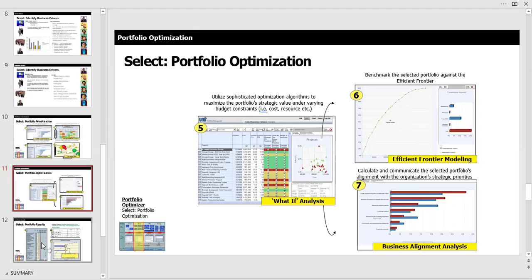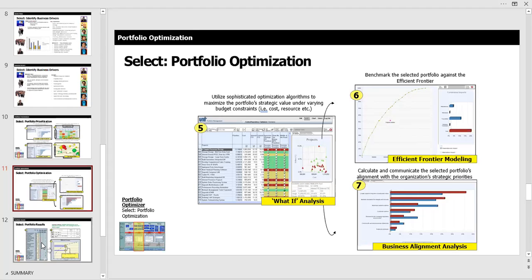Okay. So once you have the map set up and you want to go in and start to optimize your portfolio, then the tools allow you to do what's known as a what-if analysis. That's Monte Carlo, what-if analysis. So you get to use sophisticated optimization algorithms, such as Monte Carlo, to maximize the portfolio's strategic value under varying budget constraints. So you say, hey, if we have this much money, what's the best choices? Or if we increase the risk or decrease the risk, which one ties us back to the best decision?